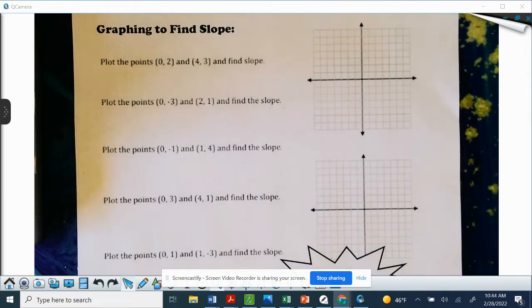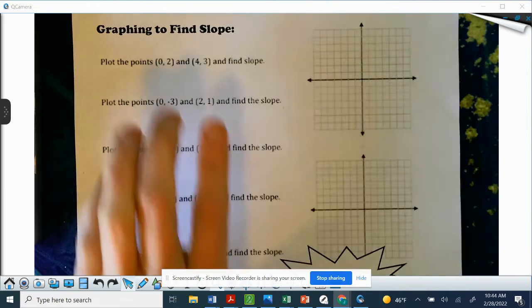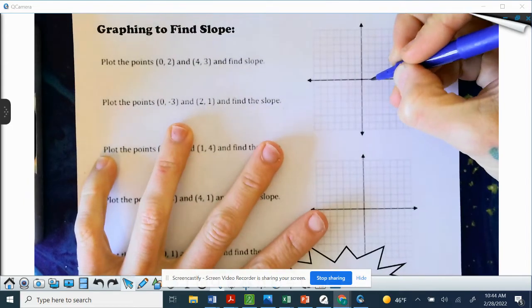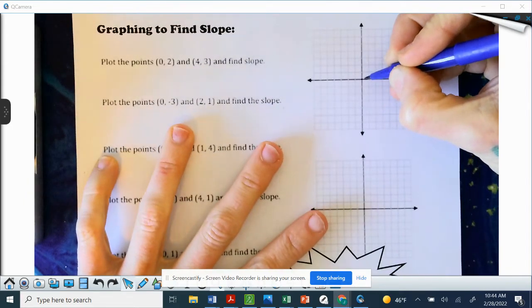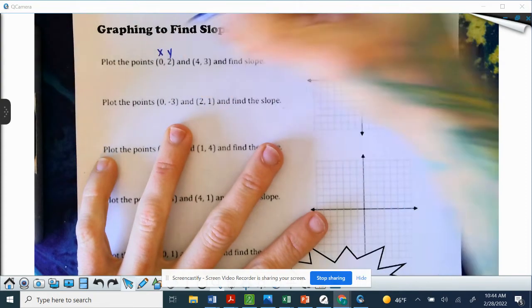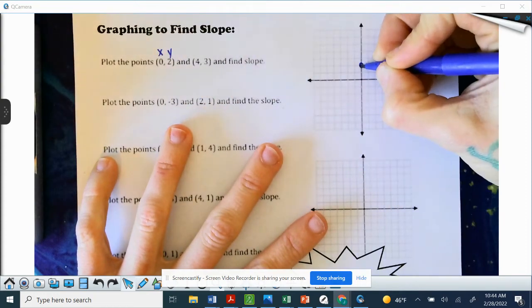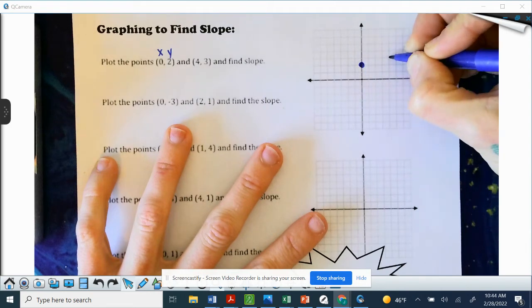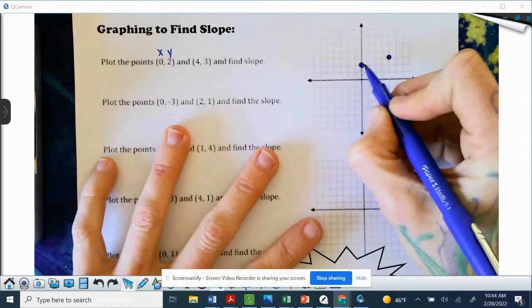So when given 2 points, even though it would say just find the slope of these points, you can go to your graph and still graph them like we did in our previous videos. So 0, 2 means, remember, this is X, this is Y, so right, left, then up, down. So 0, 2, and then 4, 3. So 1, 2, 3, 4, 1, 2, 3. You can connect these lines if you want to.